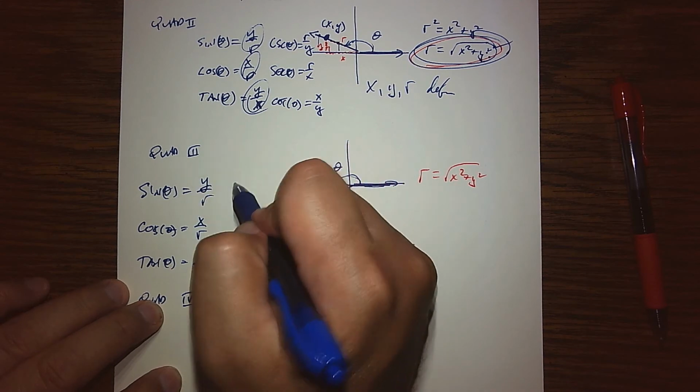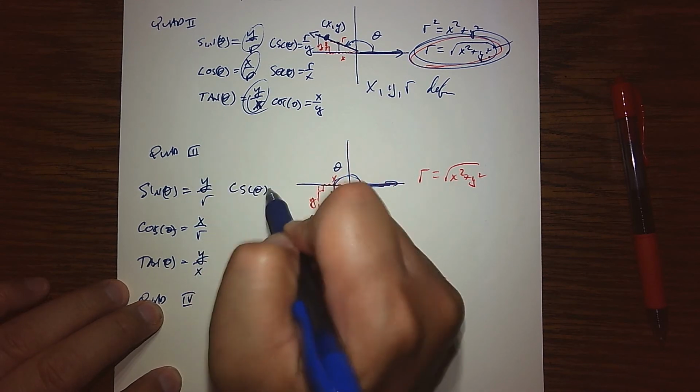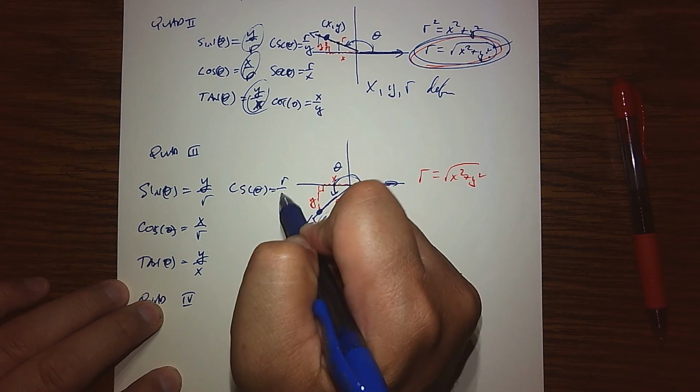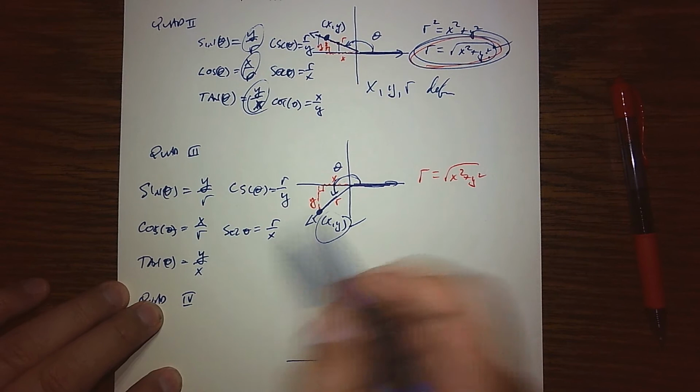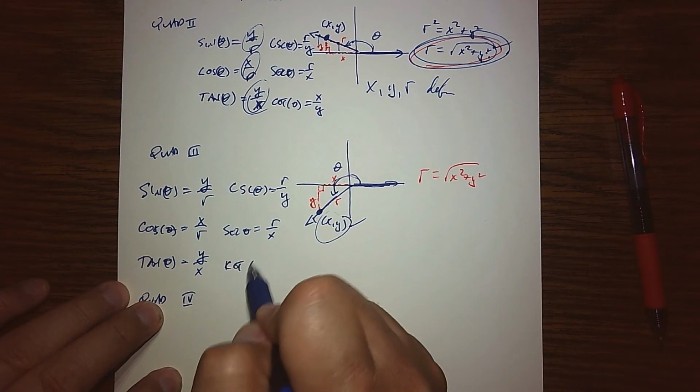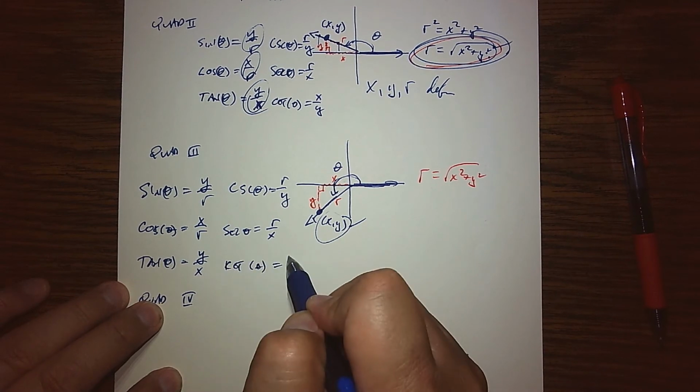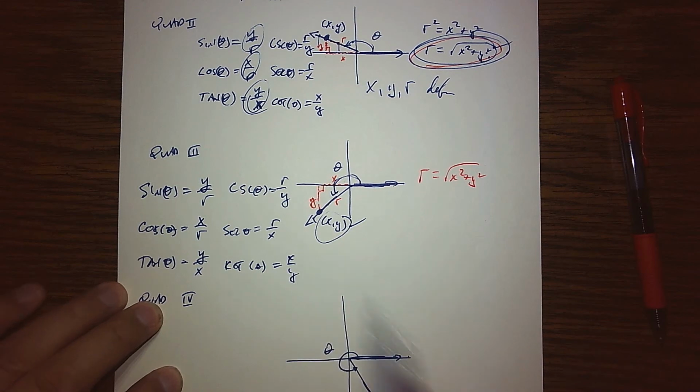And of course, we have the reciprocals. The cosecant is still going to be the r over the y. The secant is still going to be the r over the x. And the cotangent is still going to be the x over the y. So we can still build our r.